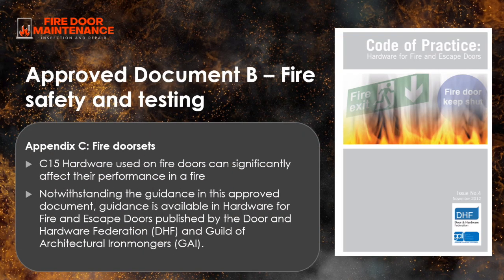In Appendix item C15, it outlines the type of hardware that is to be used on fire doors and how not using hardware of the required standards can affect the door's performance. Information on the types of hardware to be used can be found in the relevant documentation provided by the Door and Hardware Federation and the Institute of Architectural Ironmongers.